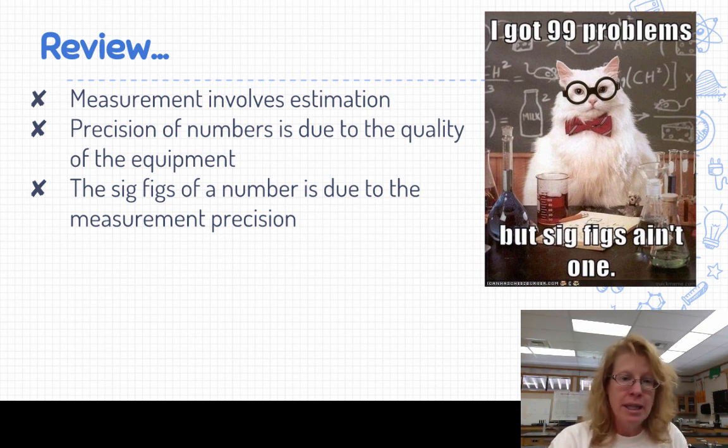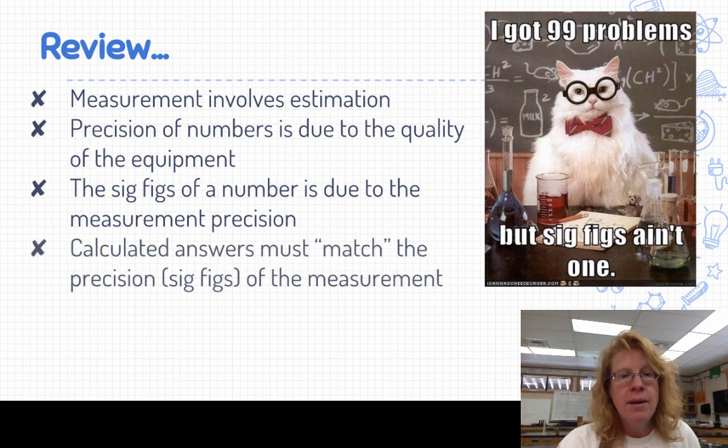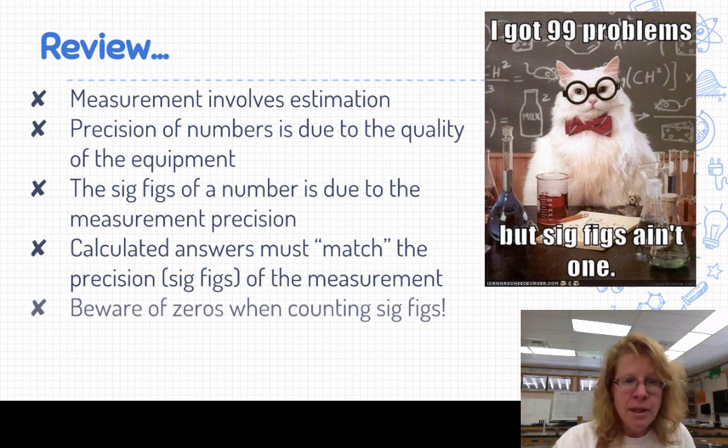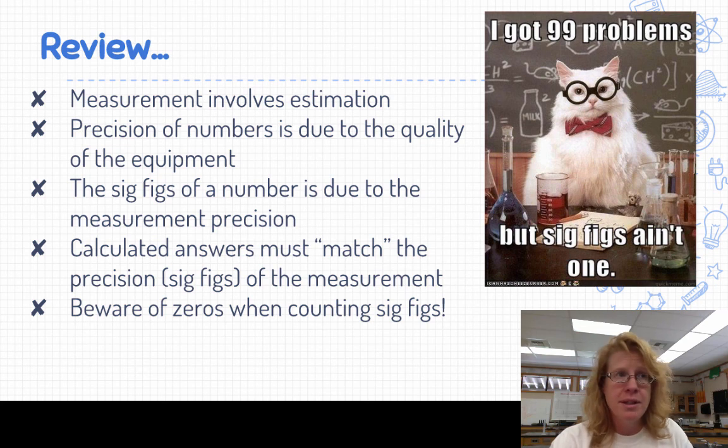It's not a made-up number. It's actually related directly to whatever the equipment was that we used. And that our answers for calculations have to match those original ones. Our answers can't be better than the measurements that went into it. The last part, and I know it's annoying, is watch out for zeros. When you're counting sig figs, zeros are the crazy ones, and it's always the zeros at the end. Do they count or do they not count?